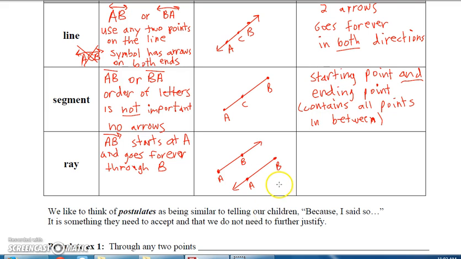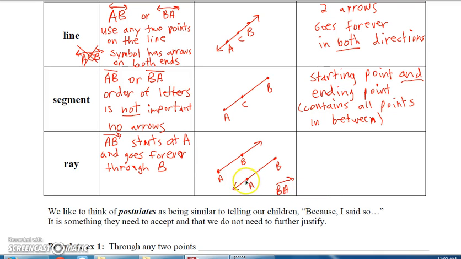what ray is that? Take a minute right here on your notes to write down what ray this is. I will wait a second for you. You can pause if you want. So this is going to be ray BA.